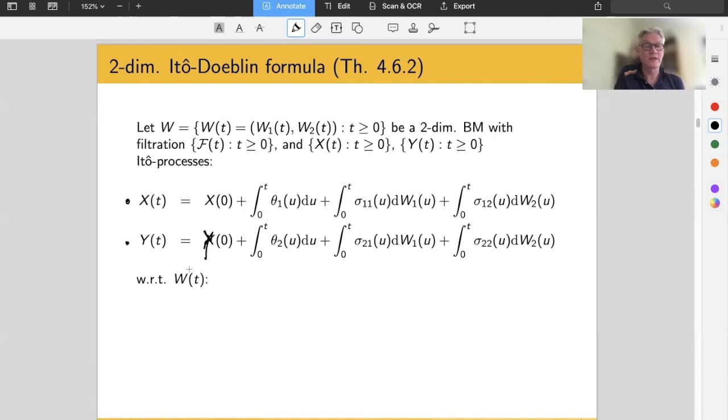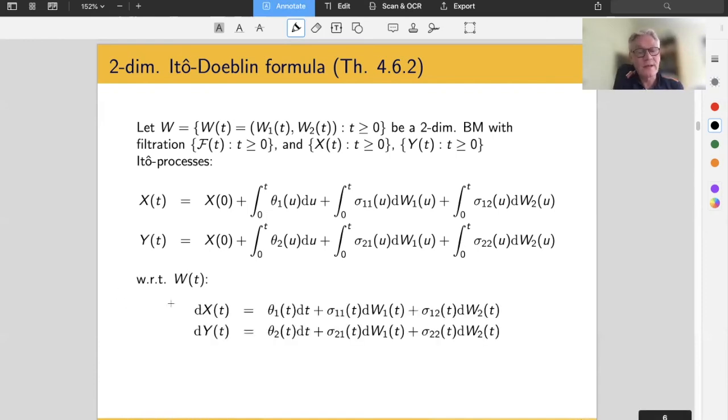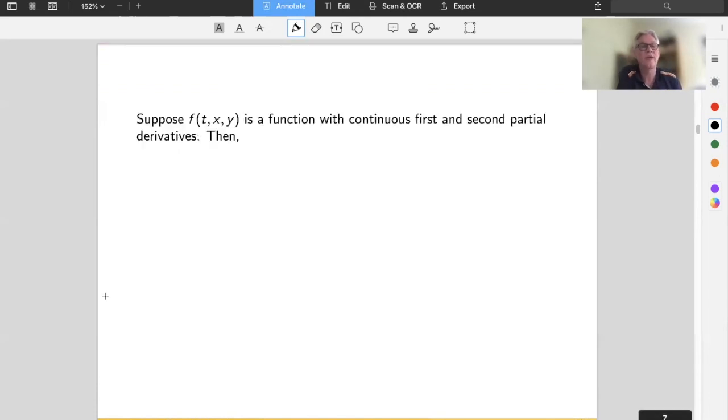And this looks, of course, again in differential form, it looks like this, right? Now, the two-dimensional Ito-Doeblin formula, this is the basis, and then it goes as follows. We have a function f, and f depends on t, x, and y in this case. It's a multi-dimensional Ito formula in 2D here and in multi-D. There may be other variables here. It could be x1, x2, x3 if you go to higher dimensions. But now here, suppose we have f depending on t, x, and y. And suppose this is a function with continuous first and second derivatives.